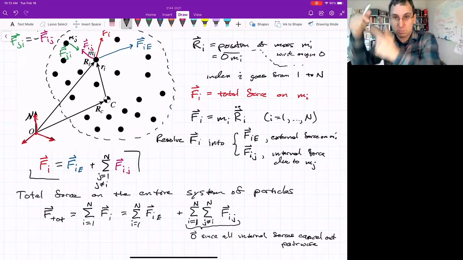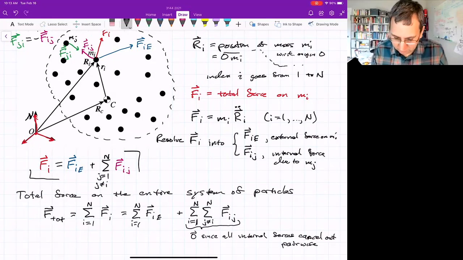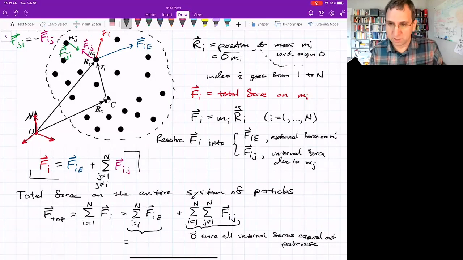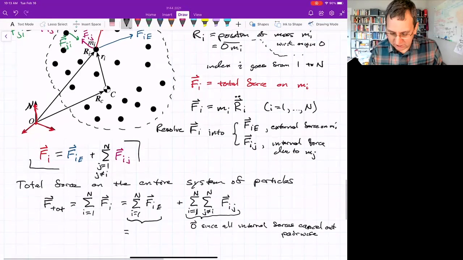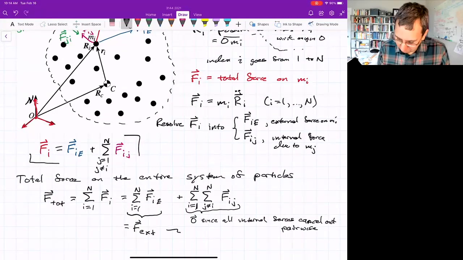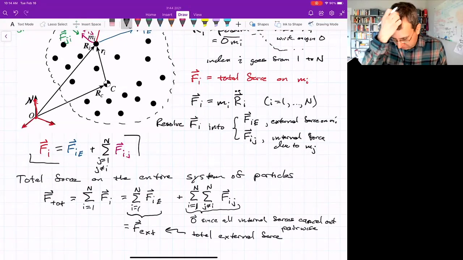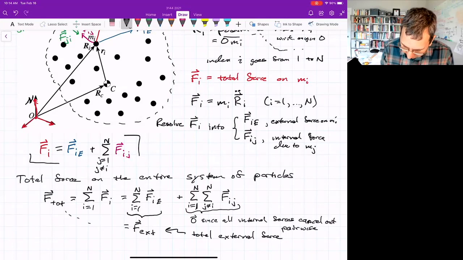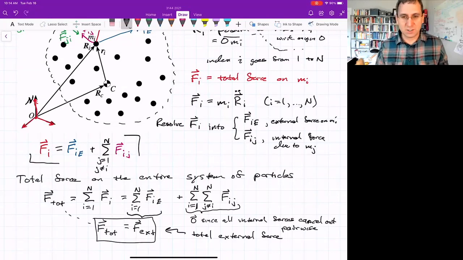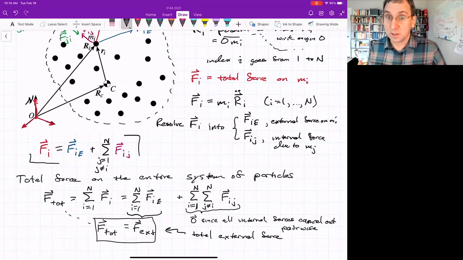They all eliminate one another. And then what we're left with is the sum over the external forces. So we'll call that F_ext. So this is the total external force. So notice, what do we have here? If I drop this down over there, the total force on this system of particles is just the total external force. We're building up to something.